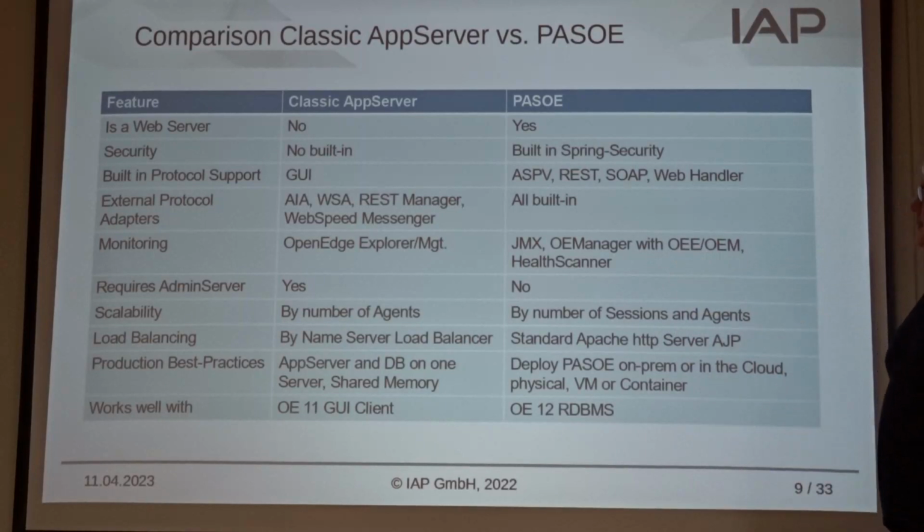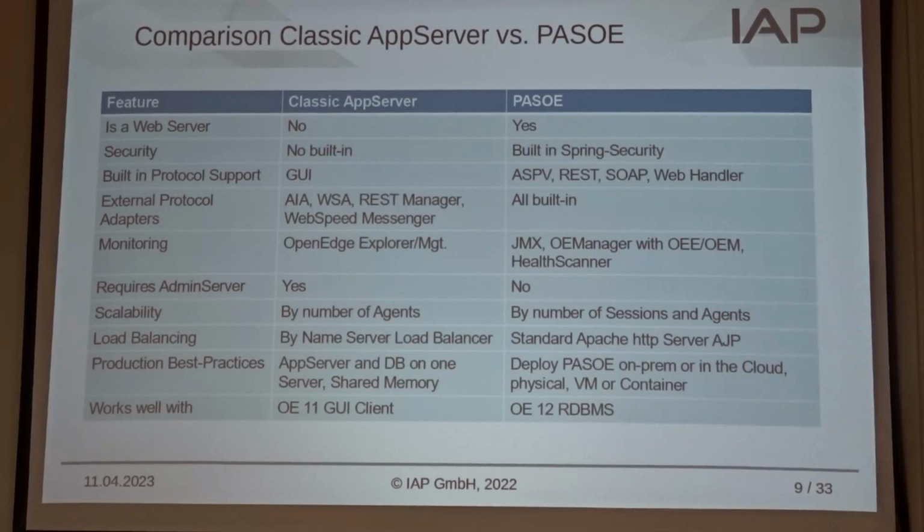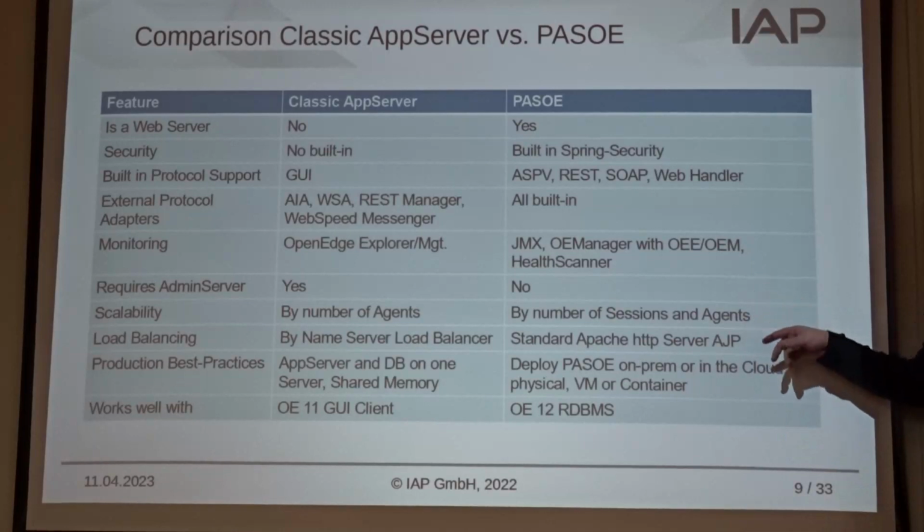With the classic app server, if you want more power, you can increase the agents which run on the app server. And in PASOE, you can increase the sessions per agent, and you can also start more than one agent itself.